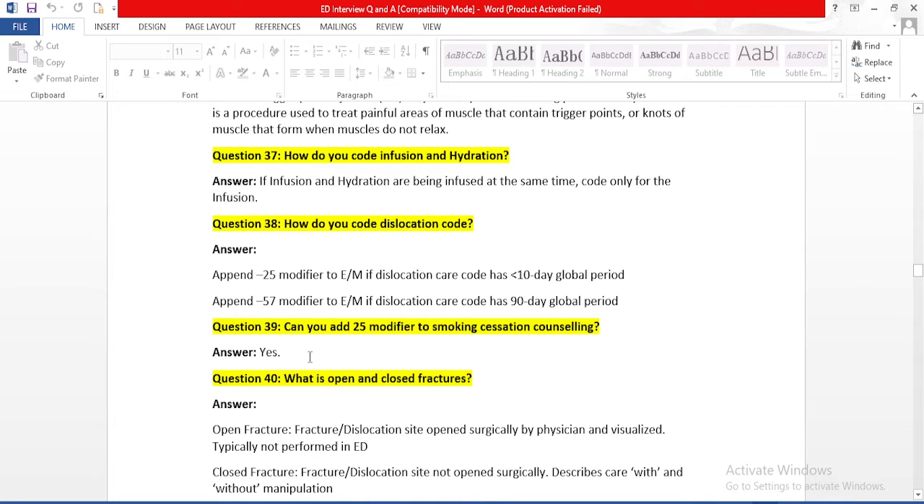How do you code infusion and hydration? If infusion and hydration are being infused at the same time, we need to code only for the infusion. So we will not code the hydration.